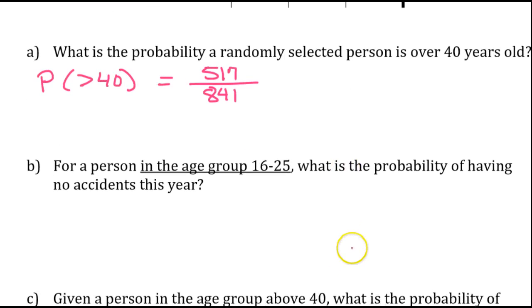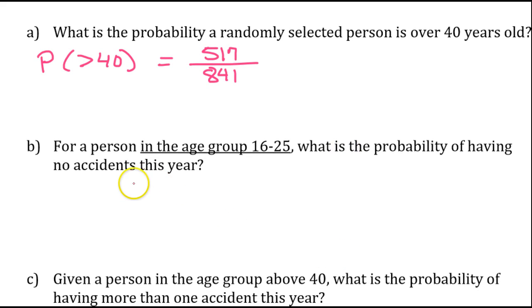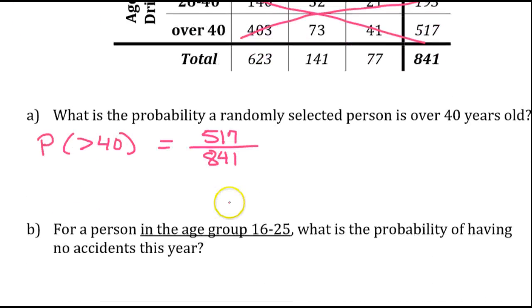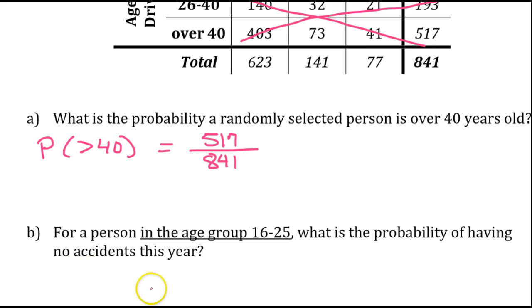All right, they won't always be that easy. For a person in the age group of 16 to 25, what is the probability of having no accidents this year? They're telling us that we're only looking at the age group 16 to 25, so we can really forget about the rest of this data. Now, what's the probability of having no accidents?